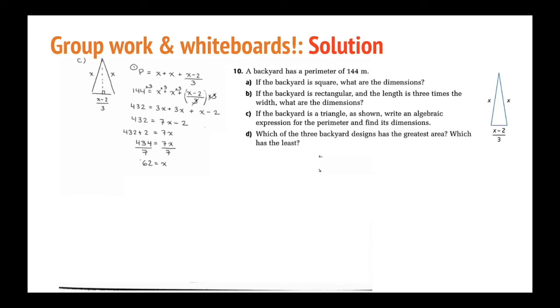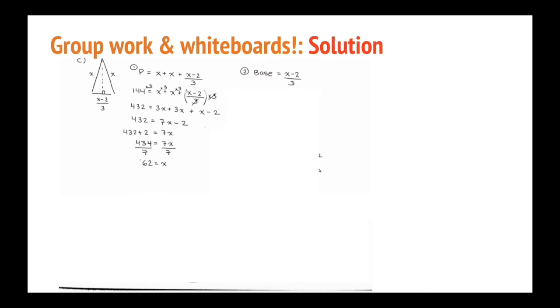So next, I'm not done because I need to figure out what my base is. So I'm going to plug in 62 for x. And so I will do that right now, and I will get 60 divided by 3. That simplifies to 20 meters. So basically at this point, you can conclude that the dimensions that make up this triangular fence area is 62 meters by 62 meters by 20 meters, okay?